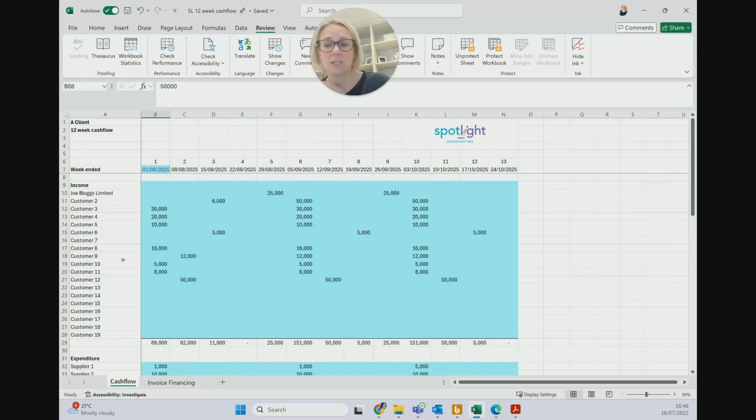Here is all the money that is coming into the account. I've got up to 19 customers you can have here. You might, for example, if you're an online retailer, just have it by sales stream. It's up to you how you manage this sheet.